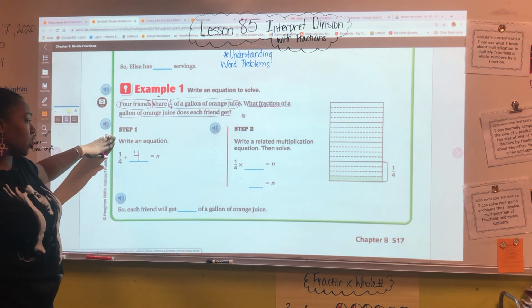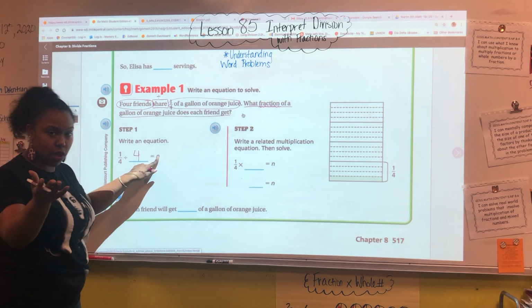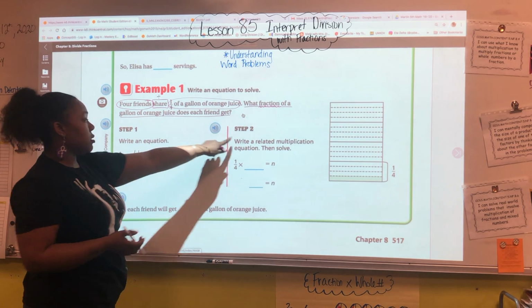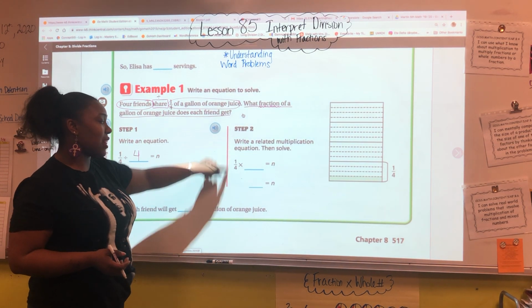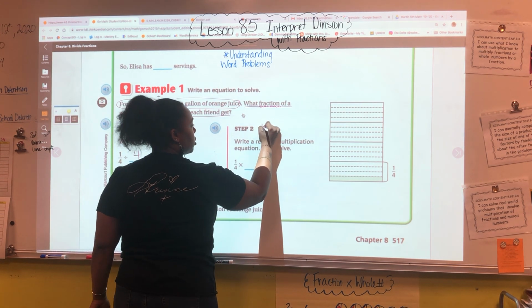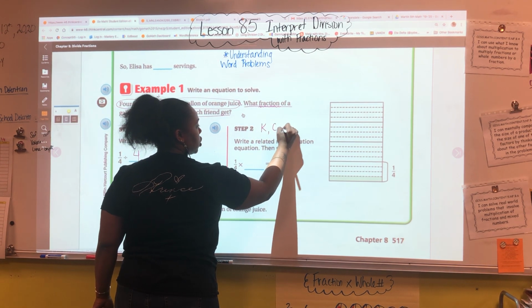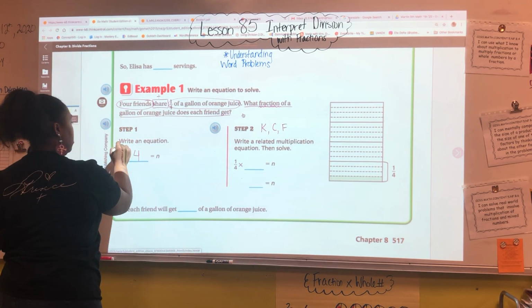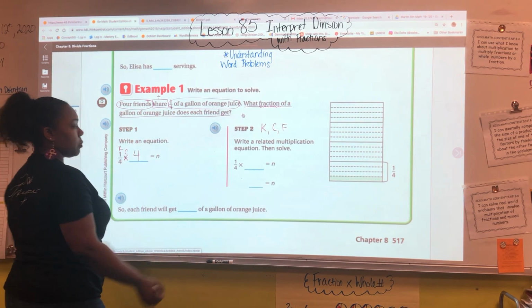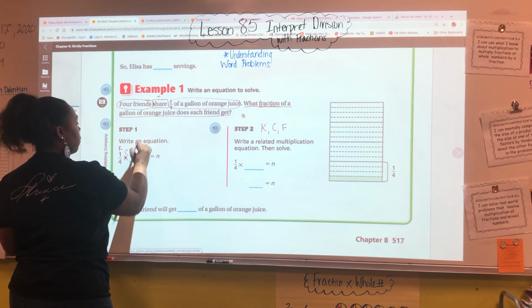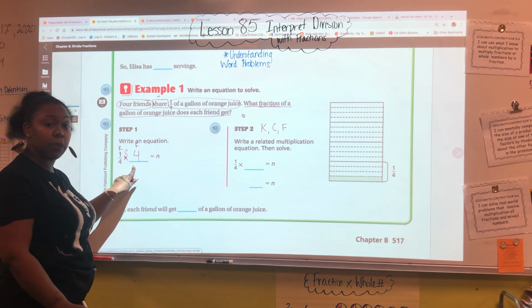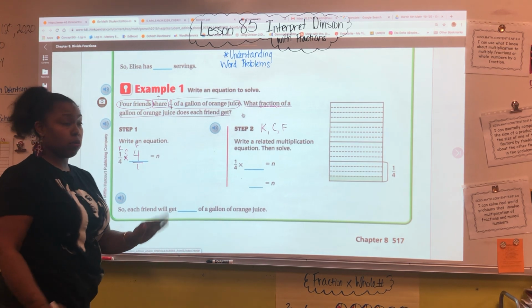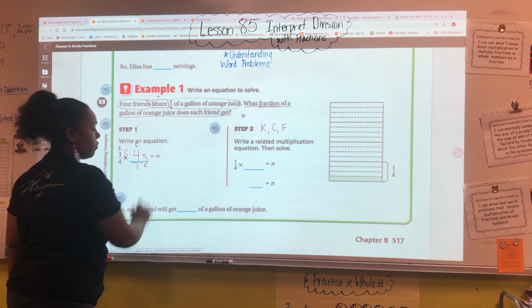Now, there's our equation. N is, of course, as we know from algebra, the number that we just don't know yet. So we're trying to figure out what N is. Well, step 2, write a related multiplication equation, then solve. So this is that step where we're going to do keep, change, flip. All right? Keep the first one, so we've got 1/4, we kept it. Keep, change to multiplication, they did that. And then we're going to flip this one. But here's the thing, when it's a whole number, you have to know that it's 4/1. But it's not flipped yet.